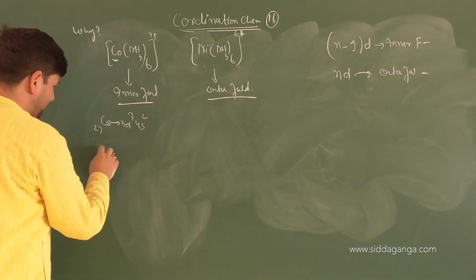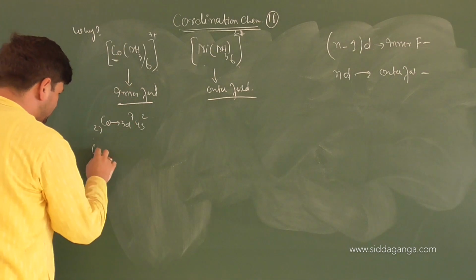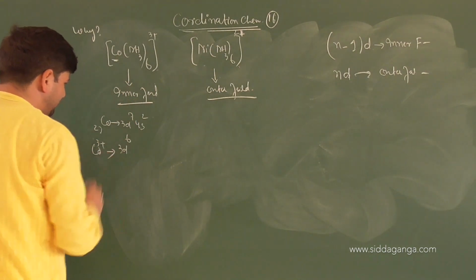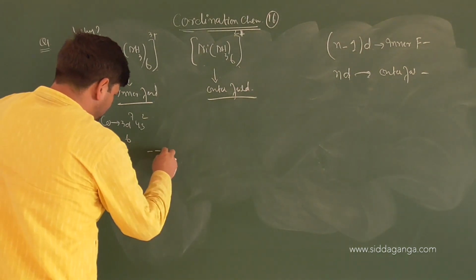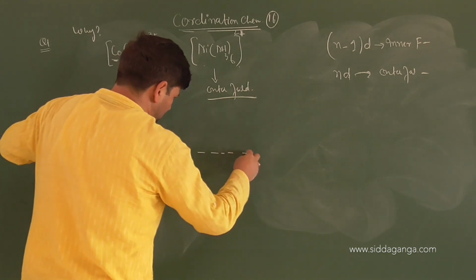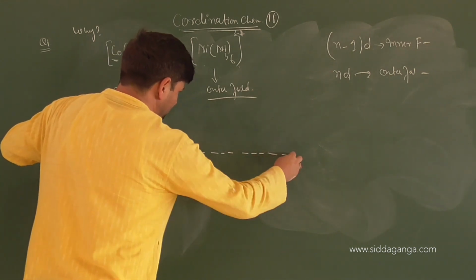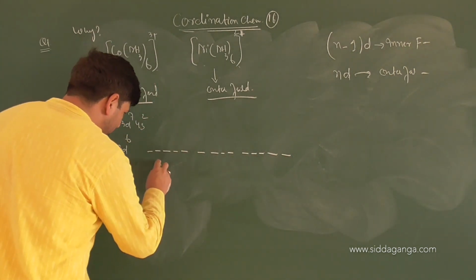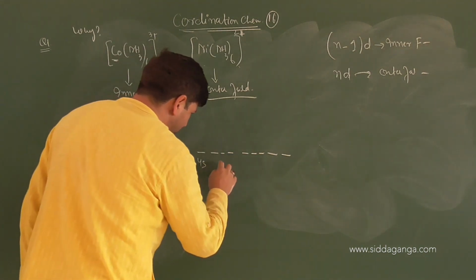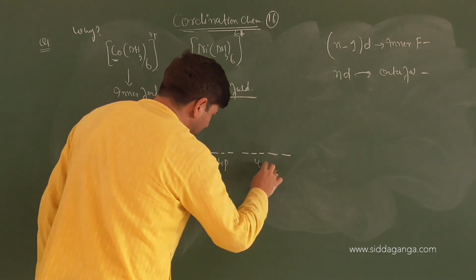So I'll mention it out. When it is cobalt 3 plus, it has lost how many electrons? 3. So it will be 3d6. Let us do it out: 1, 2, 3, 4, 5. Then there is 4s, then there is 4p, then there is 3d, correct? So this is 3d, this one is 4s, this one is 4p, and this one is 4d.